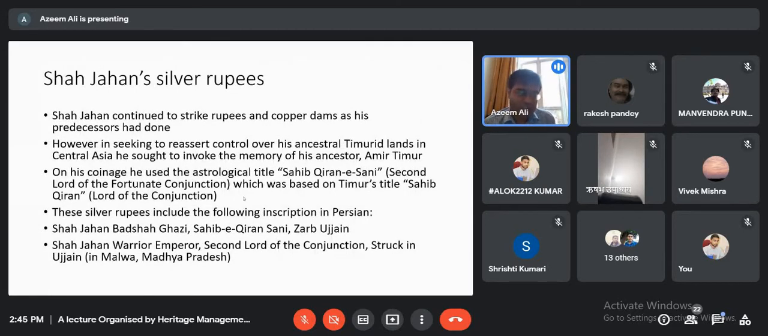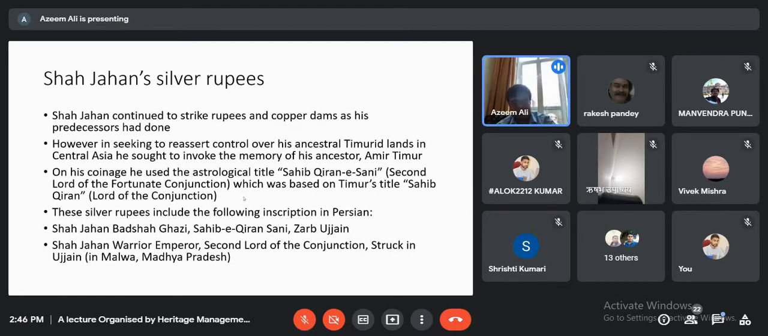And Shah Jahan, we can look at his coinage now. So Shah Jahan struck rupees and copper dirhams, as his predecessor had done. However, in seeking to reassert control over his ancestral Timurid lands in Central Asia, he sought to invoke the memory of his ancestor, Amir Timur. And on his coinage, he used the astrological term Sahib Kirani Sani, which means second lord of the fortunate conjunction, which is based on Timur's title Sahib Kiran, which means lord of the conjunction.